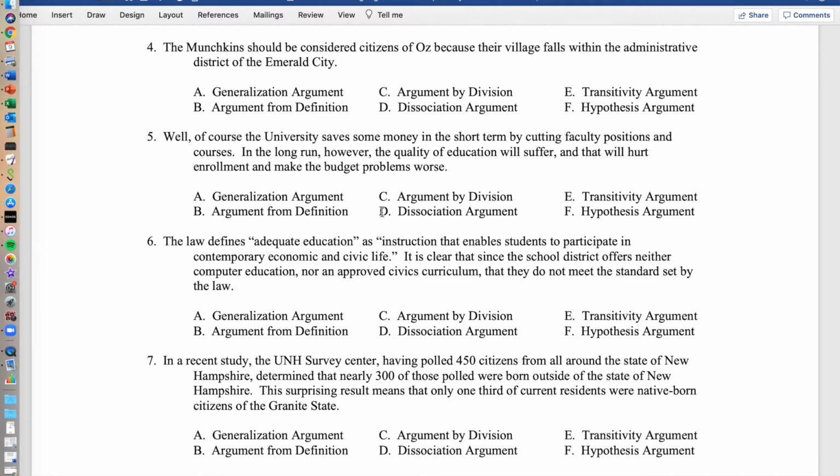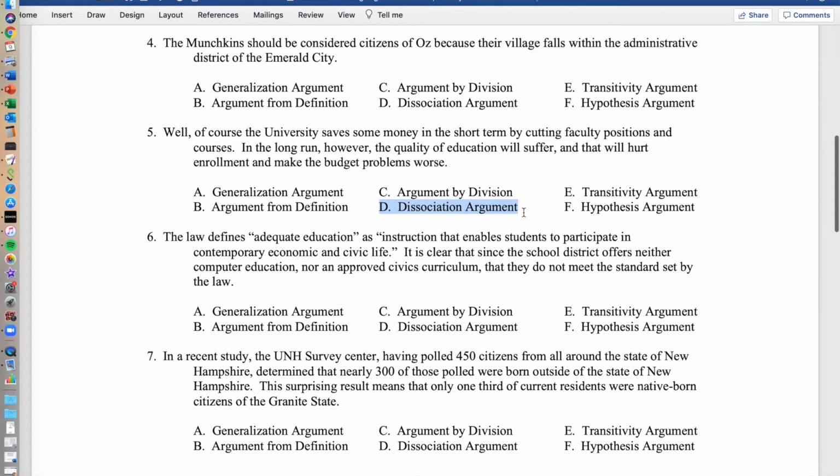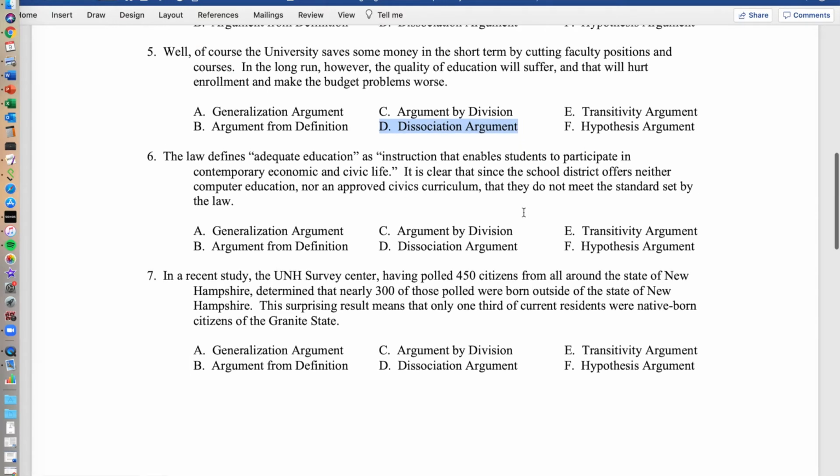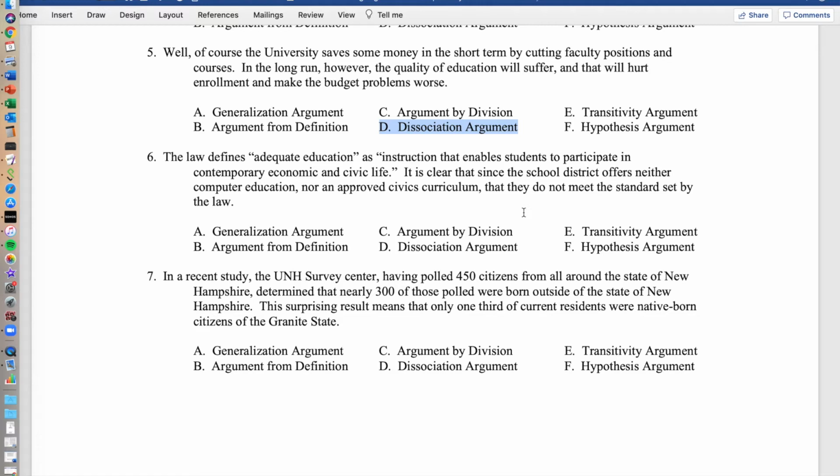So in this case, we have another instance of dissociation argument because of the construction of the reasoning by a contrast or comparison of perspectives. The perspectives here being the long-term perspective, which is the privileged one or preferred one, versus the short-term perspective.